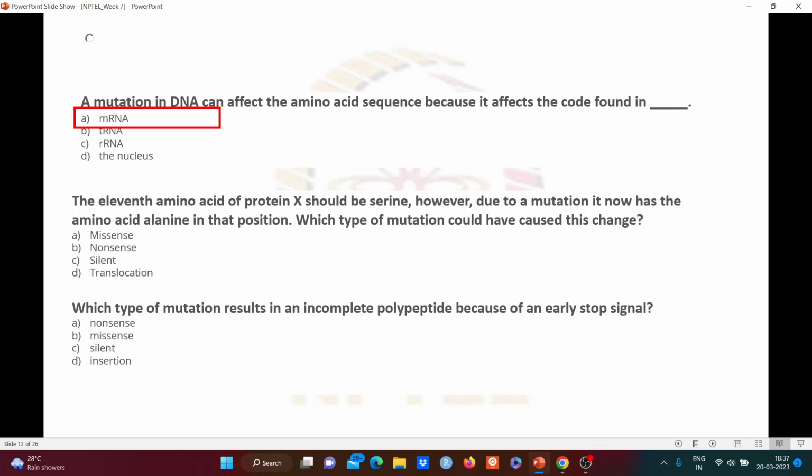Coming to Q2: the 11th amino acid would be serine. However, due to a mutation, it now has the amino acid alanine in that position. So what type of mutation could it have caused?